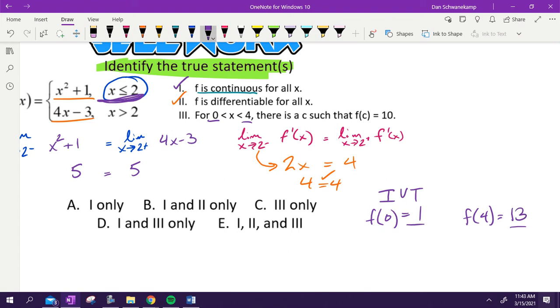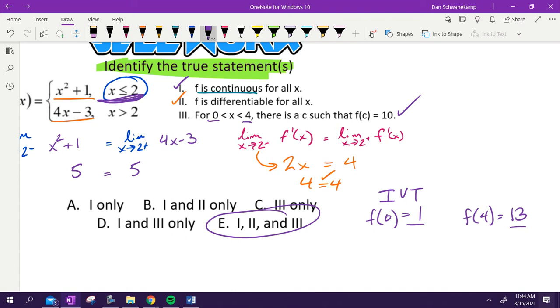Am I ever going to be 10? Yeah, I am. There's no way of going from 1 to 13 without hitting 10 somewhere in between. Kind of makes sense what we're doing there. Continuous, the limits are equal. Differentiable, the limits of the derivative are equal.